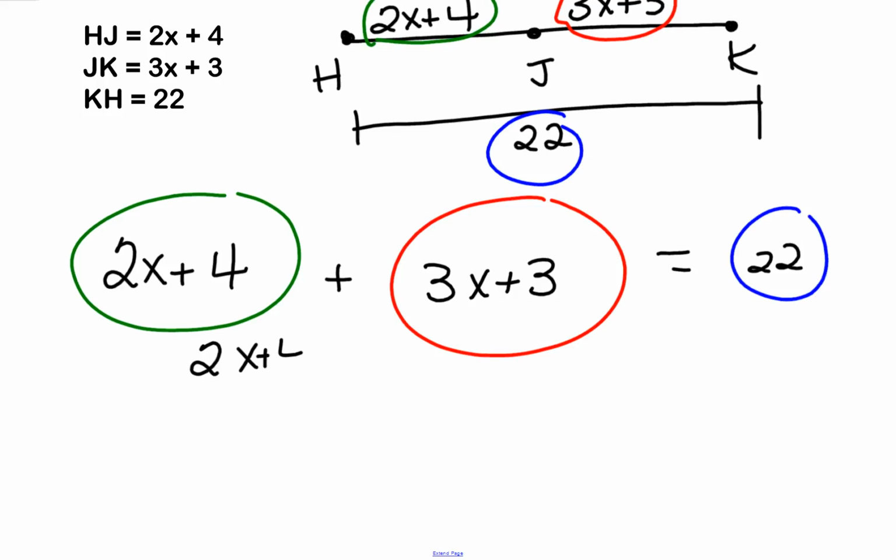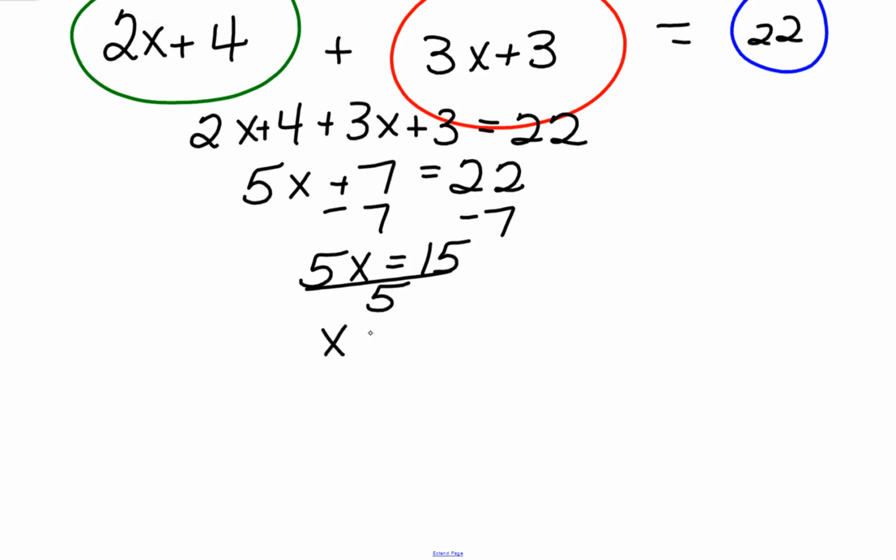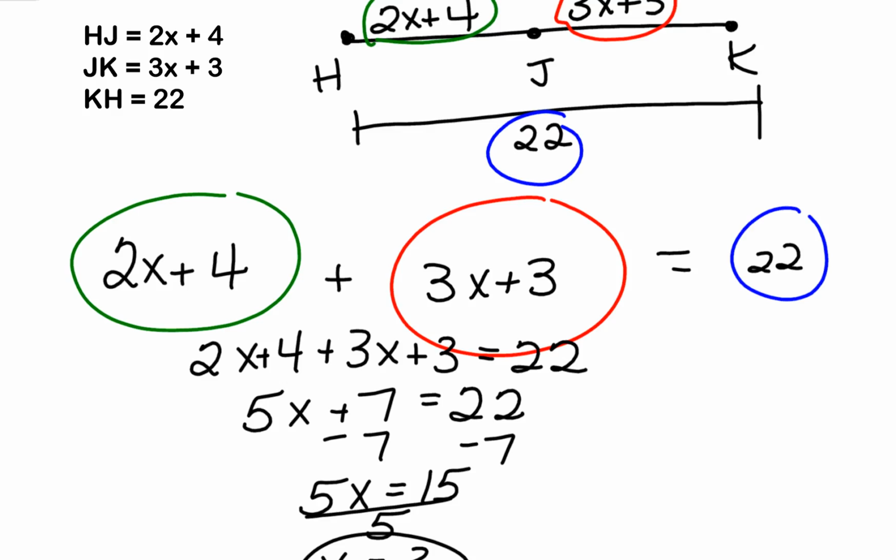2x plus 4 plus 3x plus 3 is equal to 22. I'm going to combine like terms. I'll get 5x plus 7 is equal to 22. Subtract 7 from each side. 5x is equal to 15. Divide by 5 on each side and get that x is equal to 3. So I just found 3, but I'm not quite done because they wanted me to find both HJ and JK.